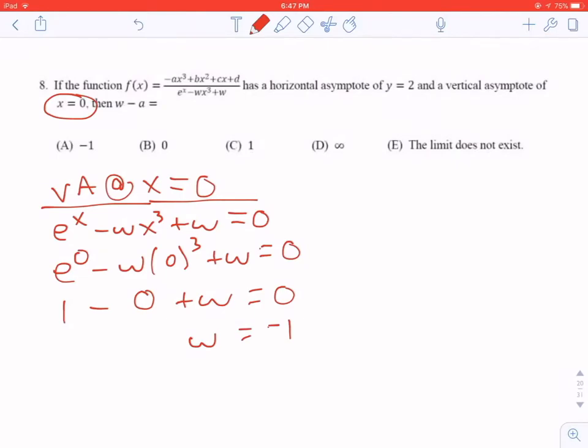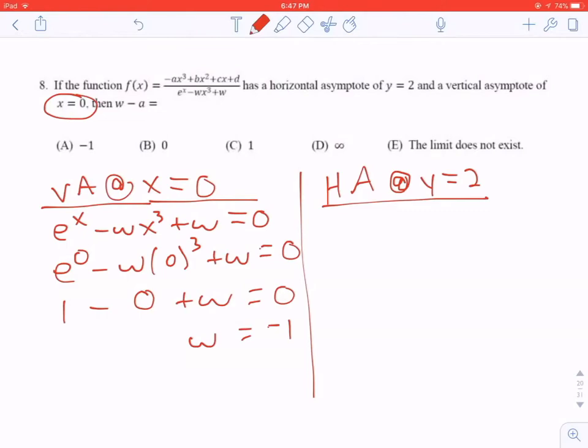Once we know that, it's going to make this problem much, much easier than what I was trying to do before. To find the horizontal asymptotes, we compare, see if the numerator or denominator is growing faster. We're told here this has a horizontal asymptote at y equals 2.